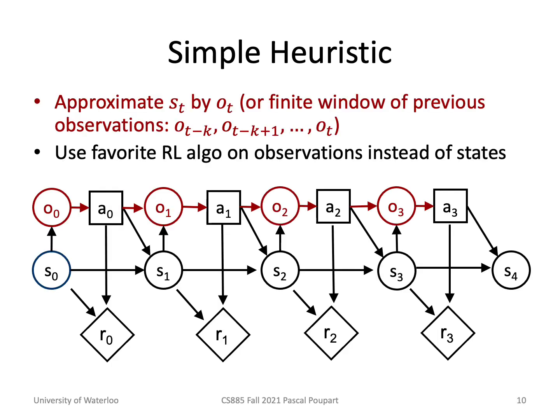A simple heuristic to tackle partially observable reinforcement learning consists of simply approximating the state that is unobservable by the last observation, or otherwise a finite window of previous observations. So for instance, if we look in this diagram, you see each action has a parent that corresponds just to the last observation, so that means that we're going to select the action based on the last observation only. So this is as if we were treating that last observation as a state, and then this is computationally simple.